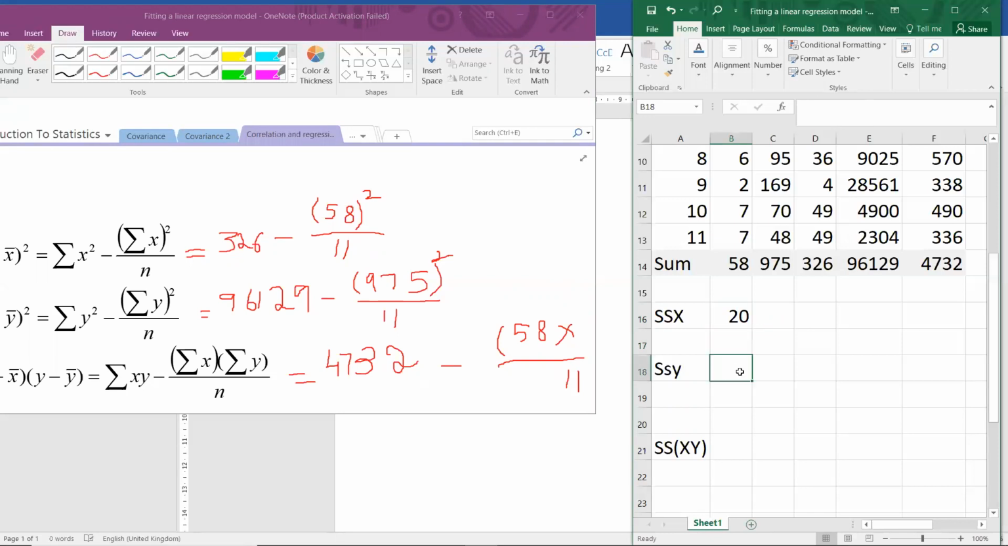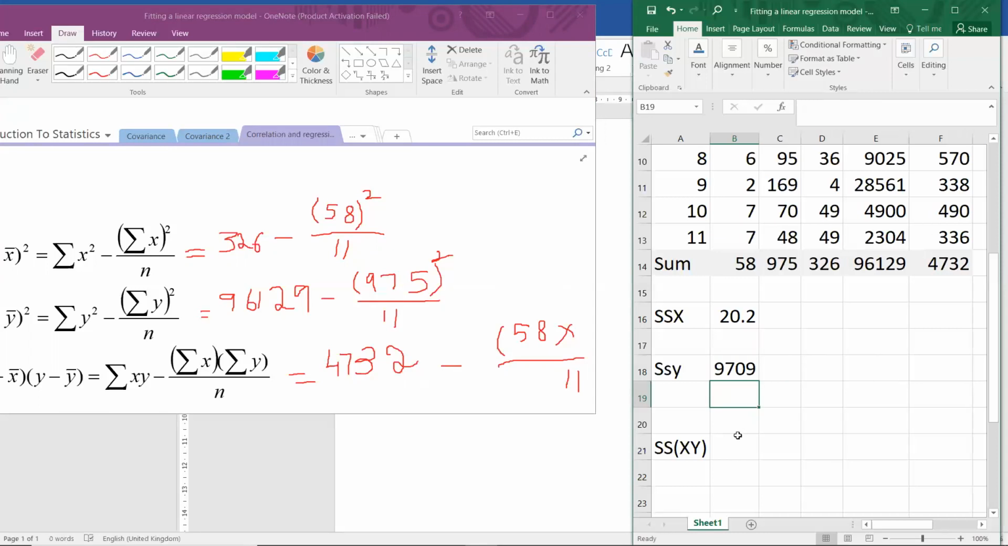Now SSY is 9196,129 minus 975 whole square divided by 11. This is 9709.